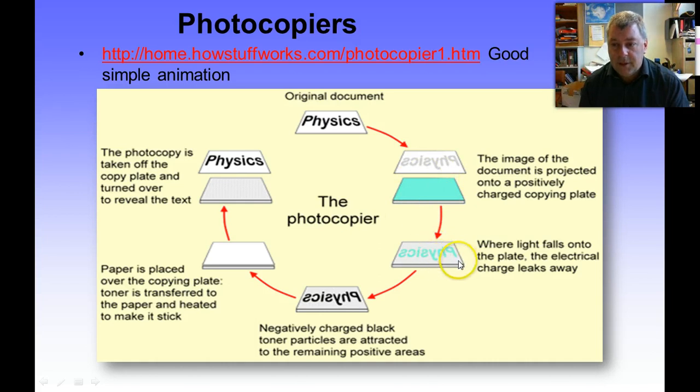When the light falls on the plate, charge leaks away, so there's an interaction between photons and charge, which is a little bit outside of our course, but it's quite interesting how that works. The negatively charged black toner particles are then dusted onto the plate, and so the toner sticks where it's being charged, and then paper's put on it, and the toner goes onto the paper, and then it's heated to melt the little bit of wax that's in the toner, so it sticks to the paper. That's why photocopiers come out warm.